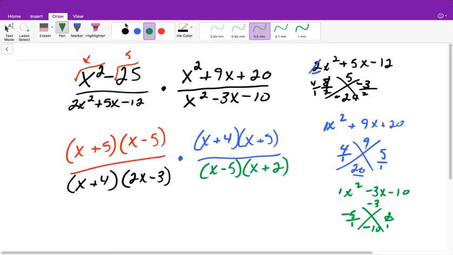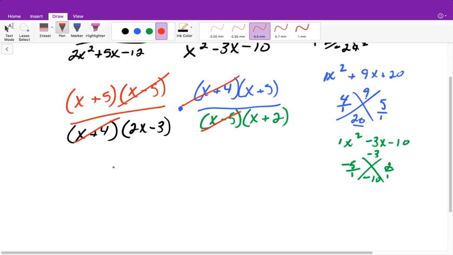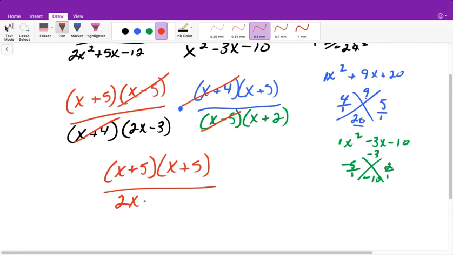All right, now we just need to cancel out any of our like terms. So here we have an x minus 5, here we have an x minus 5, here we have an x plus 4, and here we have an x plus 4. So what we're left with then is x plus 5 times x plus 5 over top of 2x minus 3 times x plus 2. All right, now remember, your numerator, you always have to multiply through. You do not have to multiply your denominator. You can leave that as your factors.